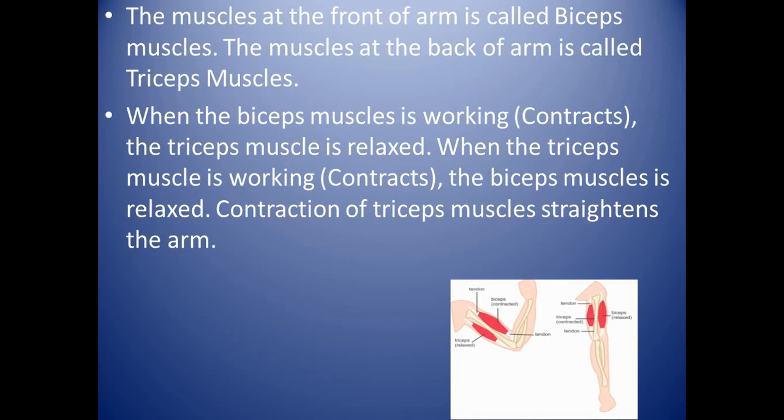The muscle at the front of the arm is called the biceps muscle. The muscle at the back of the arm is called the triceps muscle. When the biceps muscle is working, the triceps muscle is relaxed. When the triceps muscle is working, the biceps muscle is relaxed. Contraction of the triceps muscle straightens the arm.